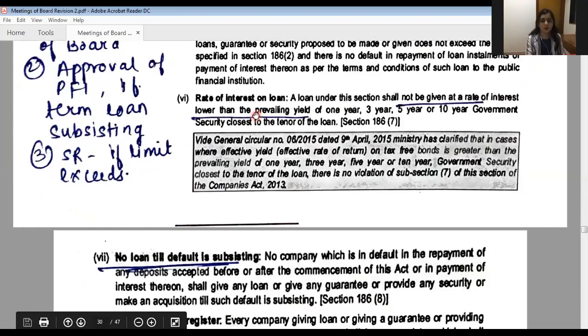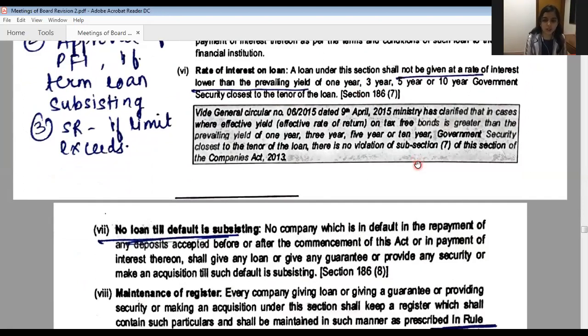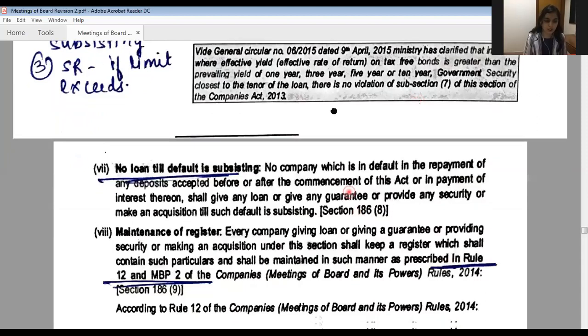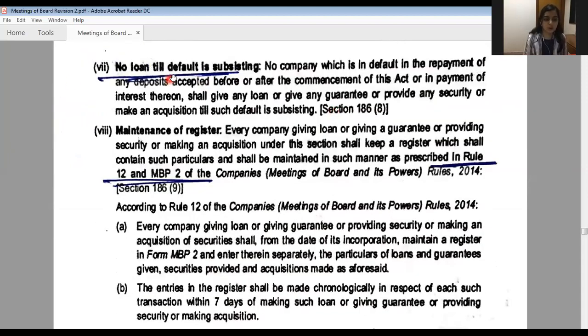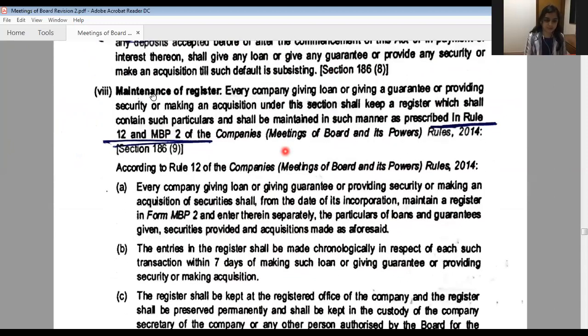Now, in case of loans, the rate of loan shall not be lower than the prevailing yield of 1 year, 3 year, 5 year, or 10 year government security. Then no loan shall be given till the default is subsisting. And then the next is maintenance of register in accordance with Rule 12 and in MBP 2.